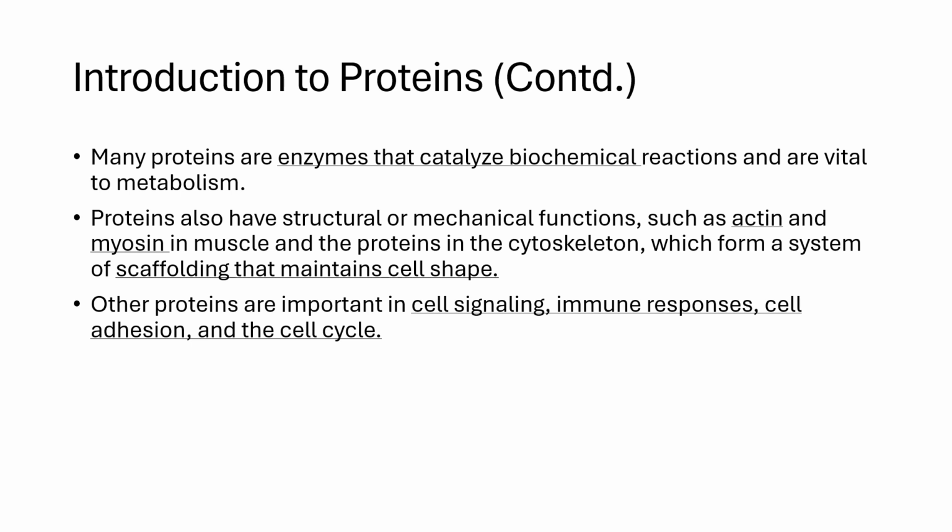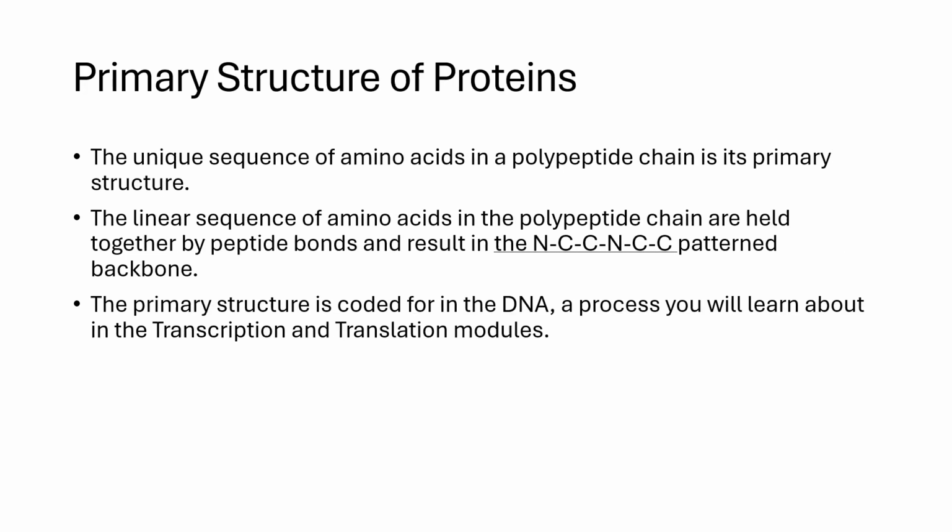Other proteins are important in cell signaling, immune responses, cell adhesion, and also the cell cycle. How one cell is connected to another, cell signaling, what is the process of signaling between the cells, inter-signaling between the cells, and proteins play a very important role. Proteins also play a very important role during the cell cycle.